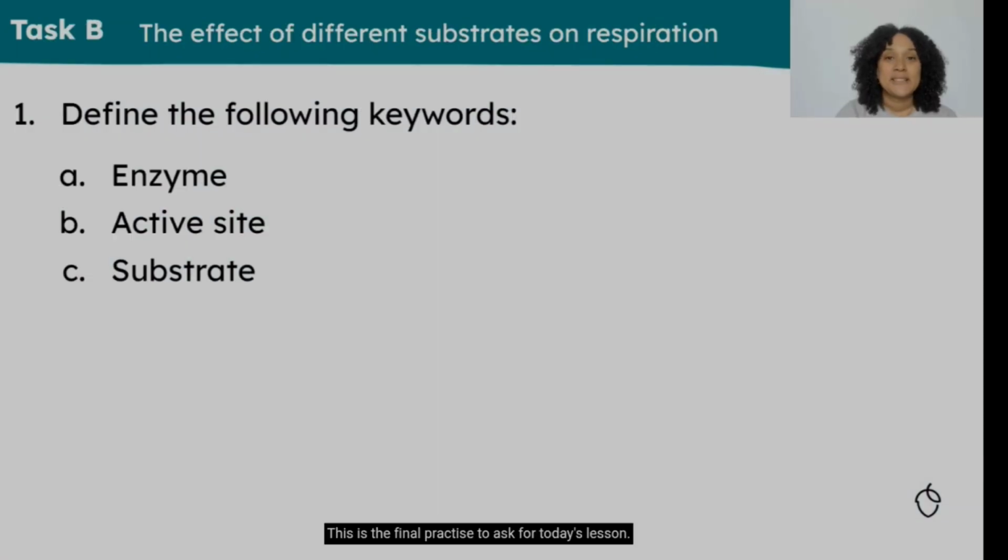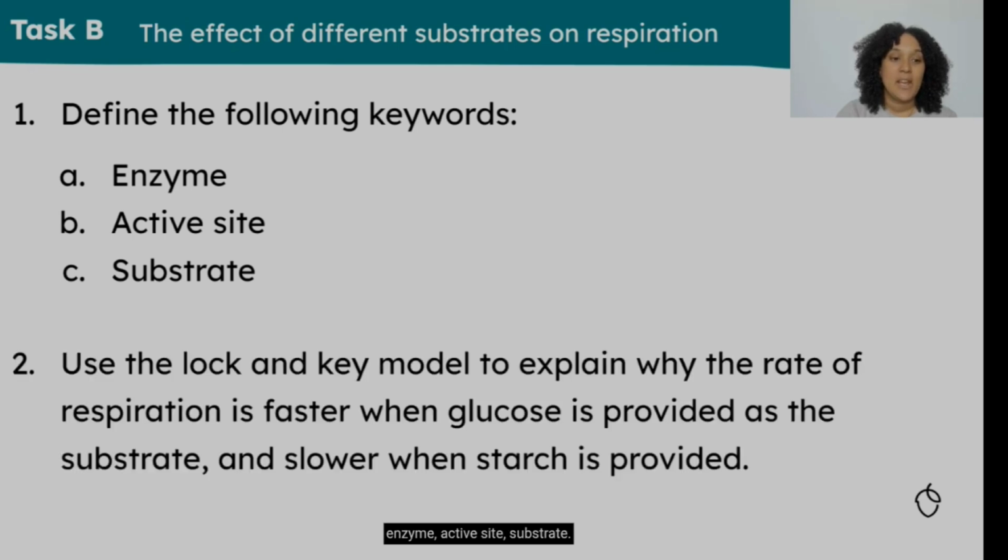This is the final practice task for today's lesson. Number 1, define the following key terms: enzyme, active site, substrate. Number 2, use the lock and key model to explain why the rate of respiration is faster when glucose is provided as the substrate and slower when starch is provided. You'll need to pause the video now to give yourself enough time to do that, and then click play when you're ready to see the answers. Good luck.